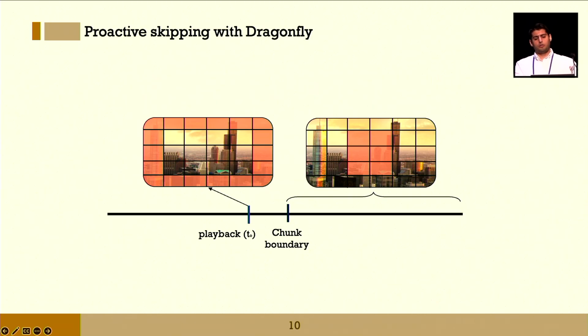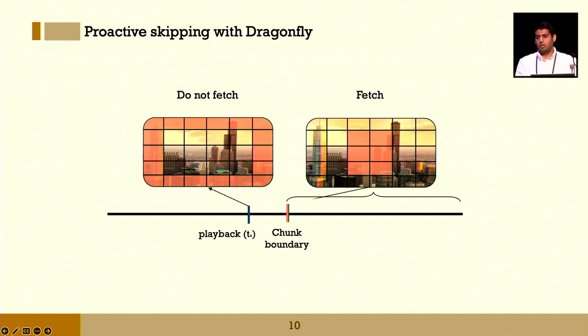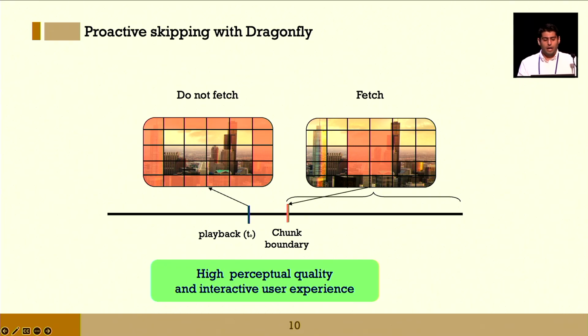what we want to do is decide not to fetch these tiles at the periphery, and instead just request the more critical tiles, in order to receive them by their time, which leads to higher perceptual quality and an interactive user experience.